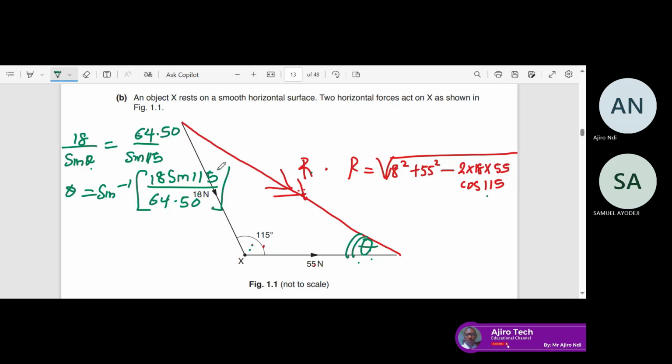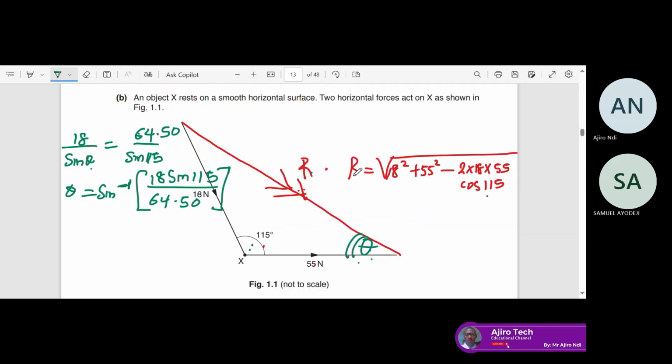18 sine 115 divided by 64.5. You know how to apply this, you have to use shift here to apply arc sine, sine inverse. Yes, 14.6. So whatever you get, that will be the answer.